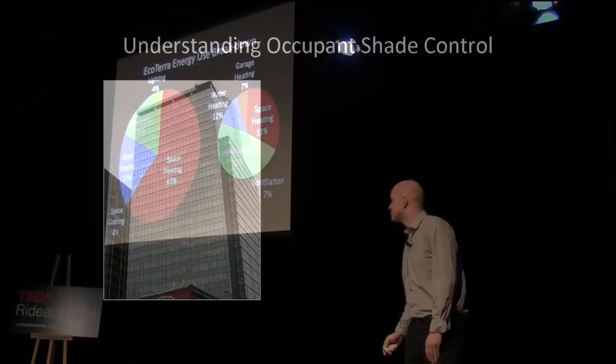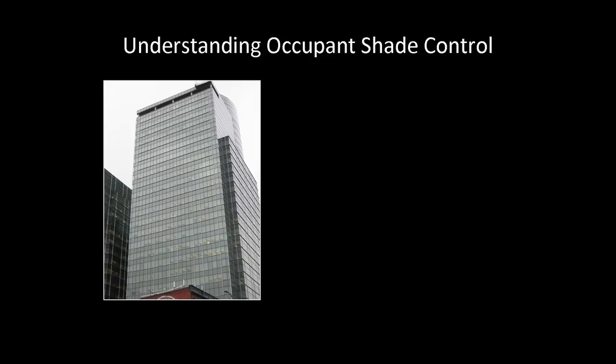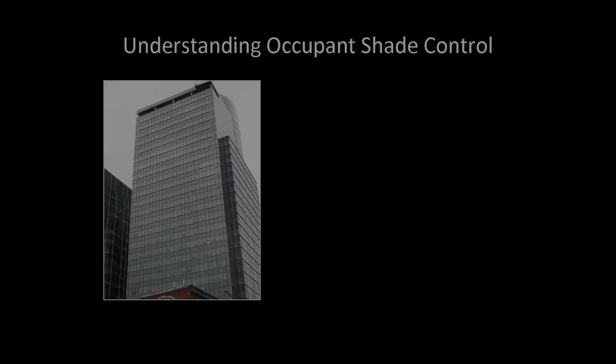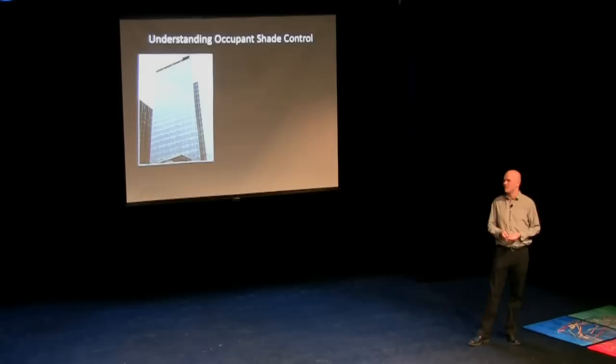I did a follow-up study where I wanted a much larger sample size. That house only had a few people in it. And I wanted to look at a large office building. This office building has about 1,200 independently controlled shades, and I wanted to understand why people were controlling their shades. And I was hoping to see that they were opening and closing them depending on weather conditions and that they were doing this very regularly.